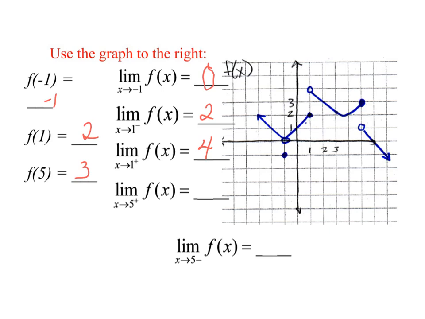Coming at 5 from the positive side is 1, and from the negative side is 3.